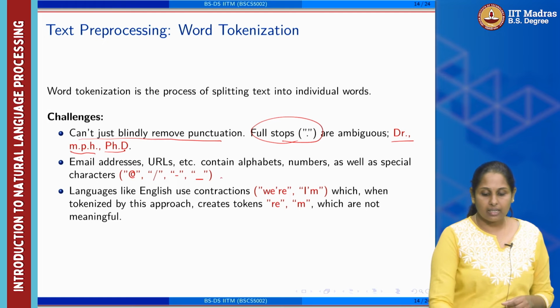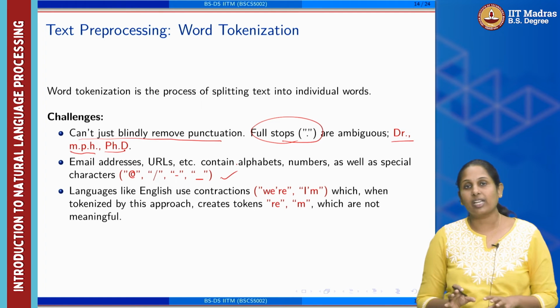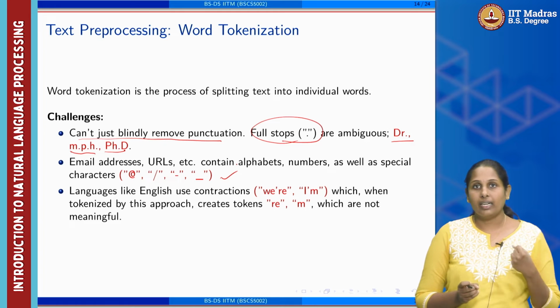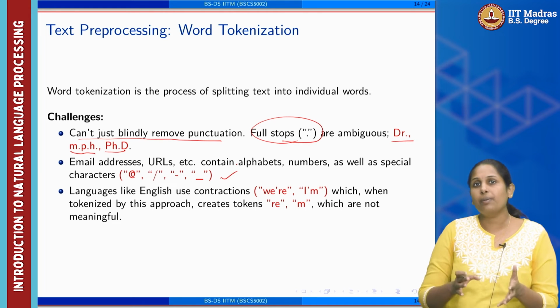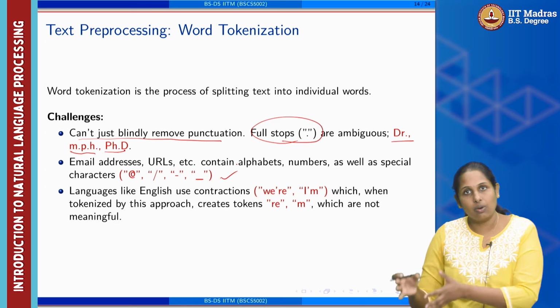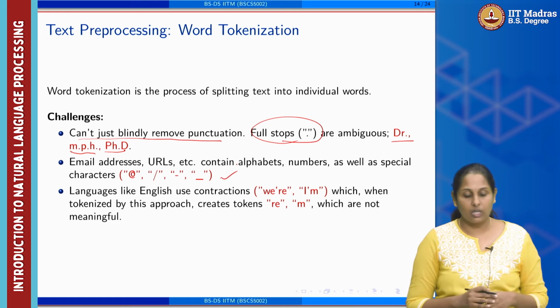Similarly, email addresses, URLs and others, alphabets, numbers and special characters have their own value, and we should make sure of the plan for splitting them in the entire text processing. That should be identified initially.